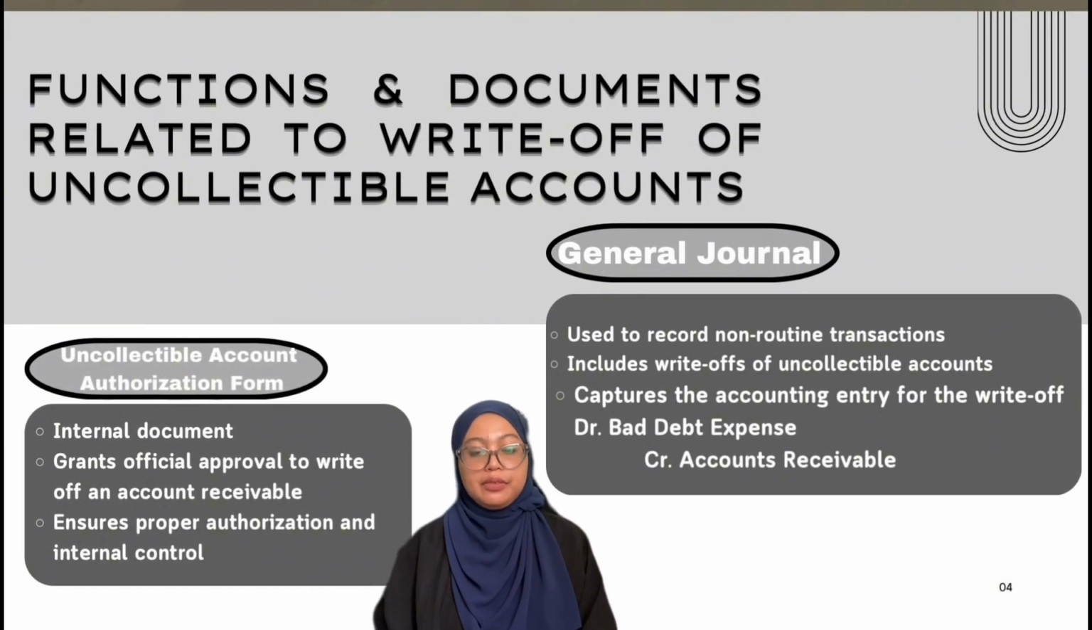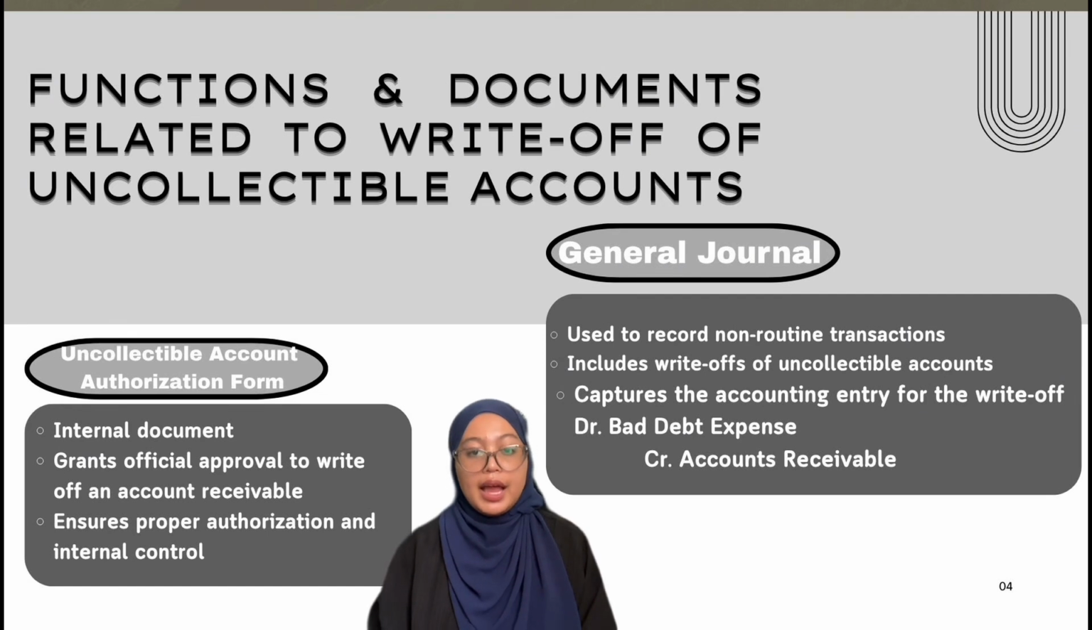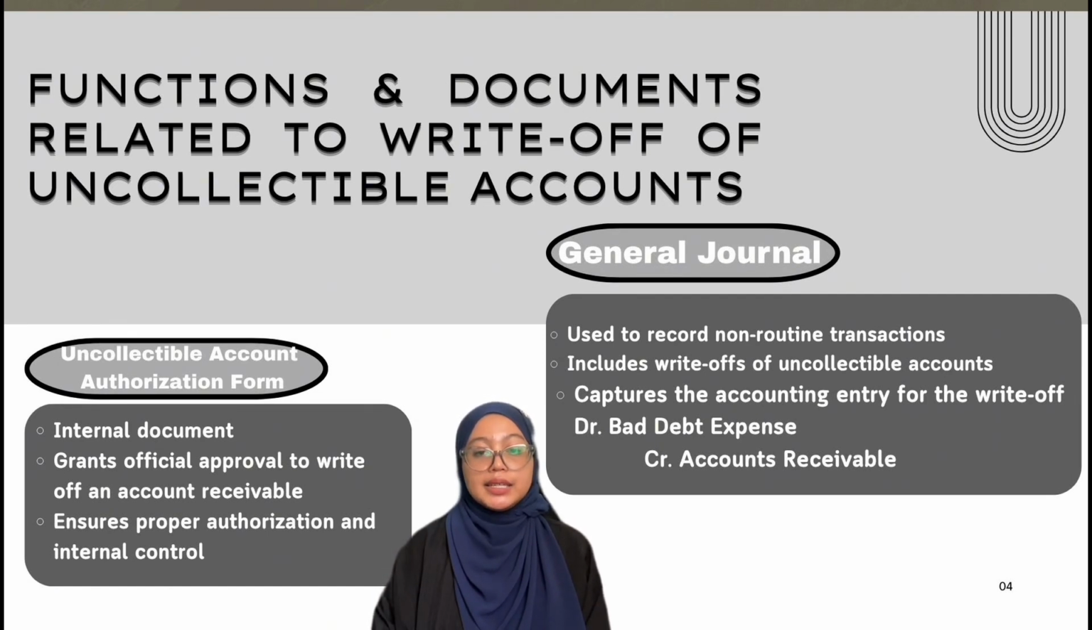Next, we continue with the functions and documents related to write-off of uncollectible accounts. First, we have the uncollectible account authorization form, an internal document that grants official approval to write off an account receivable, ensuring proper authorization and internal control. Second is general journal, which is used to record non-routine transactions, including write-off of uncollectible accounts, capturing the accounting entry for the write-off, such as debit bad debt expense and credit accounts receivable.